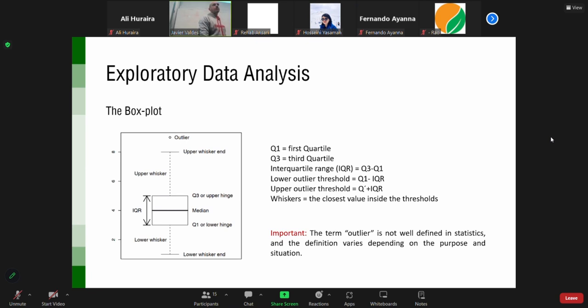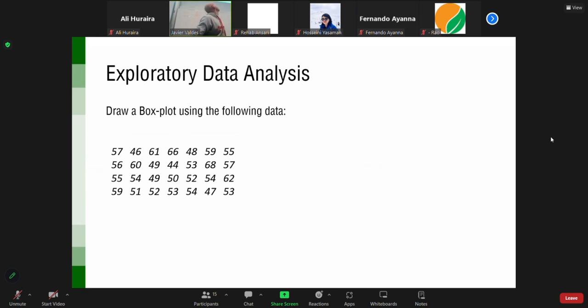So you know this, right? Perfect. Then for next week, you draw a box plot based on this data. I will upload the slide so you can look into the slide, but if you want to take a photograph and do it fast, that is also fine.